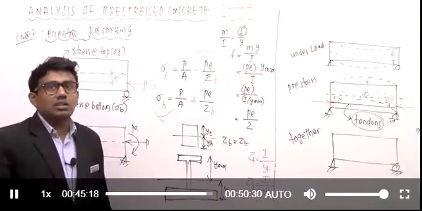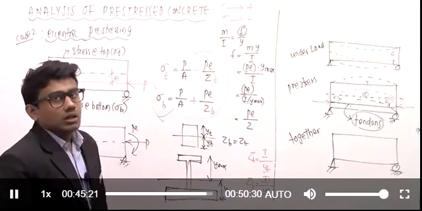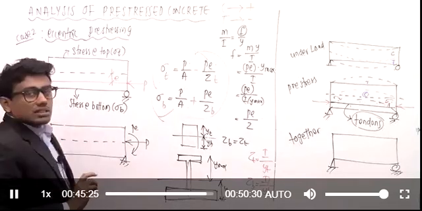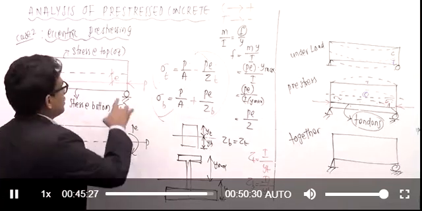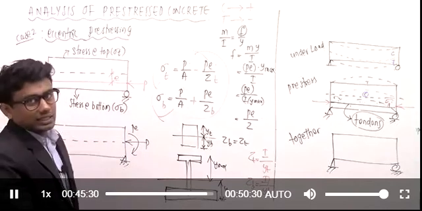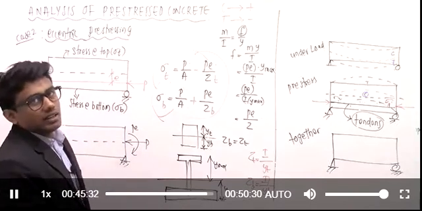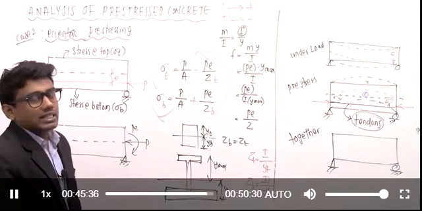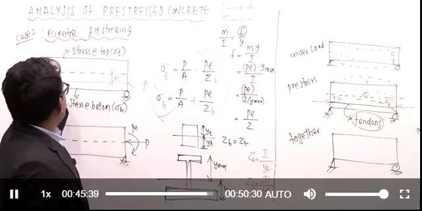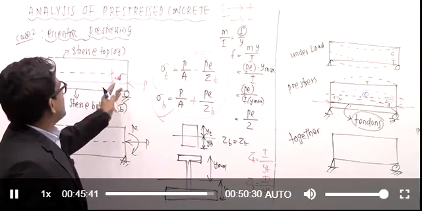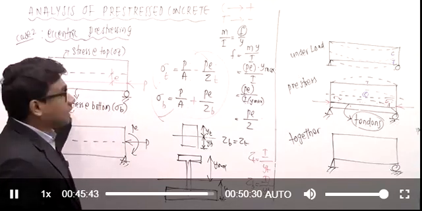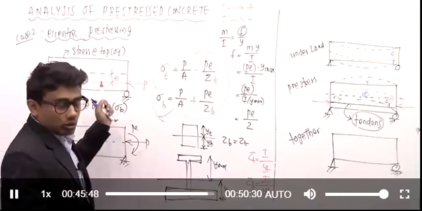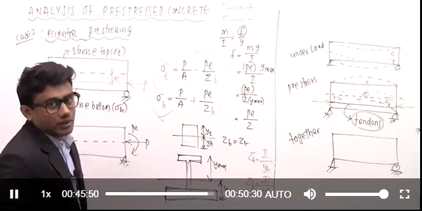Till now we considered only the load effects. See, what is eccentricity? I can explain it here. Eccentricity means the distance from the neutral axis to the tendons. We cannot ignore that. Eccentricity means the distance from the neutral axis where we are providing the reinforcement, that is, to the tendons. That's the meaning of eccentricity.